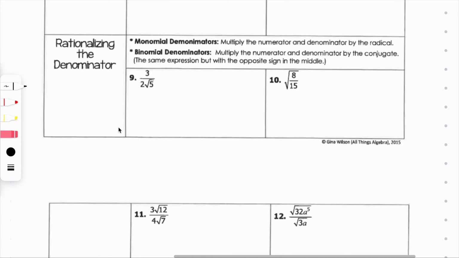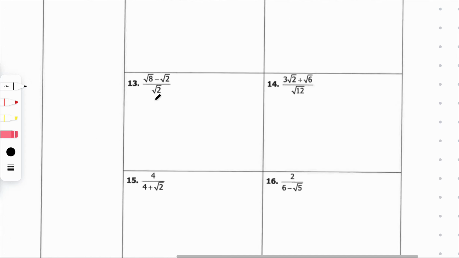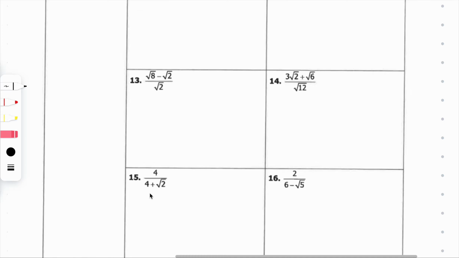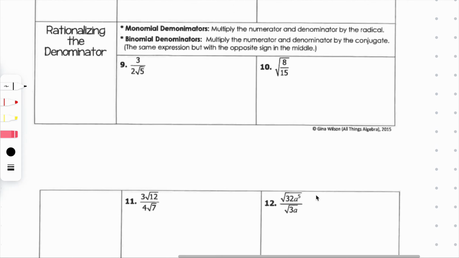And the way we do that is by multiplying and picking specific numbers that can get rid of that square root. So first, let's talk about monomial denominators. That's when the denominator is just one term. So in this case, the denominator is just one term, 2 root 5. But if we have a plus or a minus, like in number 15 or 16, 4 plus root 2 or 6 minus root 5, that is a binomial denominator. We have two terms.